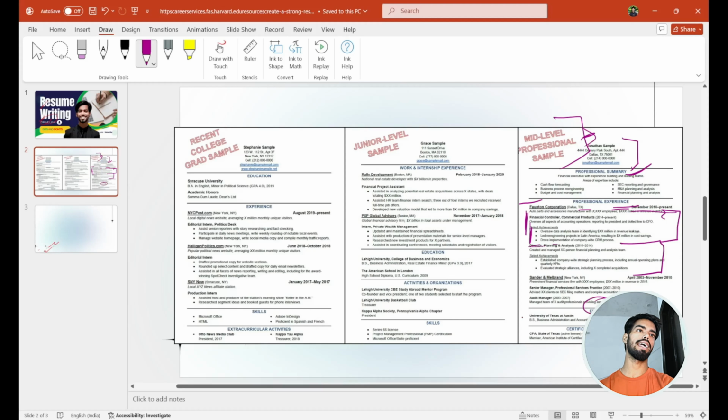Under education, you write if you've done graduation, if you've done masters, or if you've done schooling. For schooling, you can just write 12th. Then you can write the graduation. You can write the masters. ठीक है?